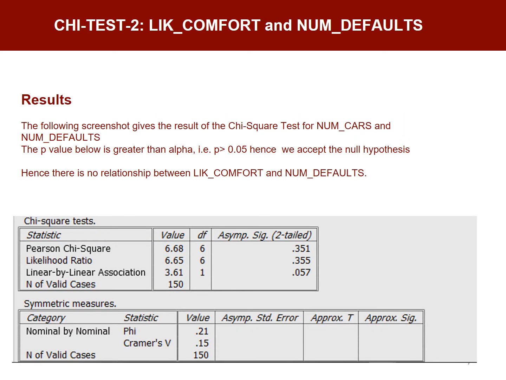As we look at the results in chi-test number 2, the following screenshot gives the results of the chi-square tests for comfort and the number of defaults. The p-value below is greater than alpha, which is 0.05. Hence, we accept the null hypothesis. As we see, there is no relationship between comfort and the number of defaults as well.